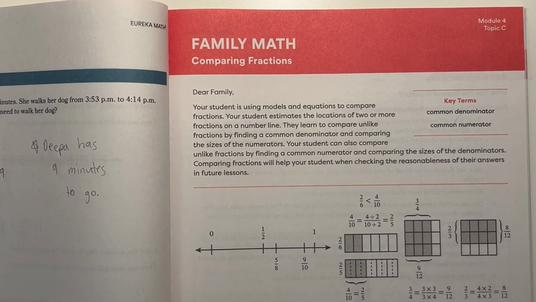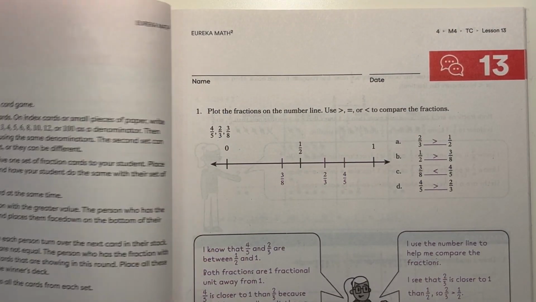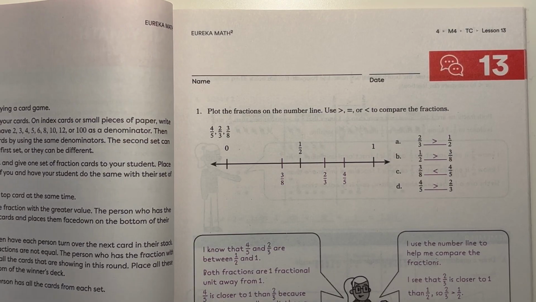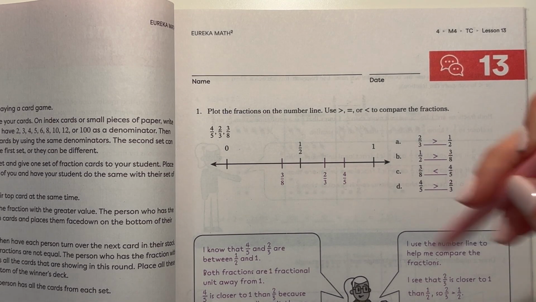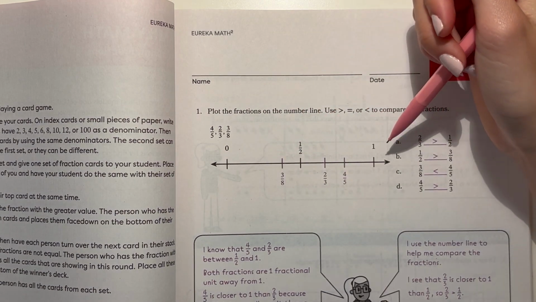So let's get started. First, Lesson 13, explanation part. Number 1, plot the fractions on the number line. Use greater than, equal to, or less than to compare the fractions. So we have 4/5, 2/3, 3/8. So let's see, we have 0 and 1.